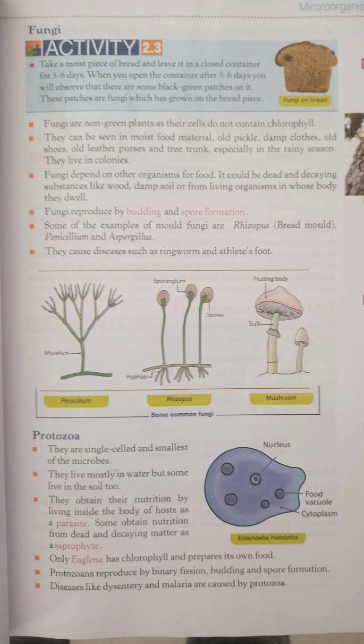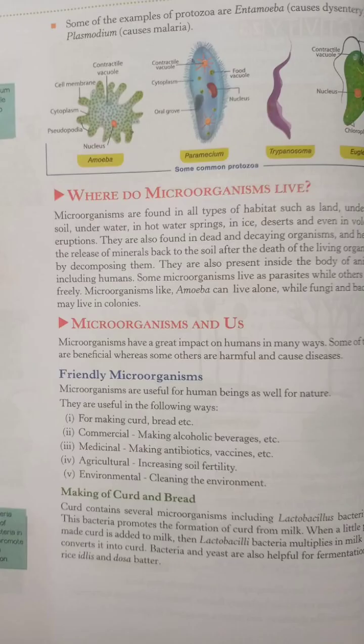Now moving on to the next one, algae. Algae are quite similar to plants. They have chlorophyll and a cell wall, and because of chlorophyll they have pigments which can be used for trapping sunlight and carrying out photosynthesis. The best examples are volvox, spirogyra, and diatoms.